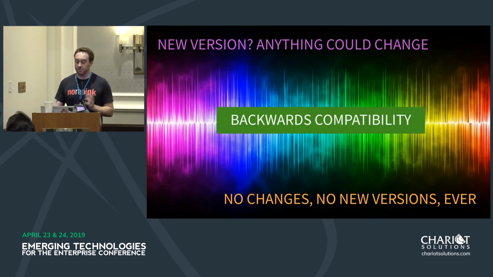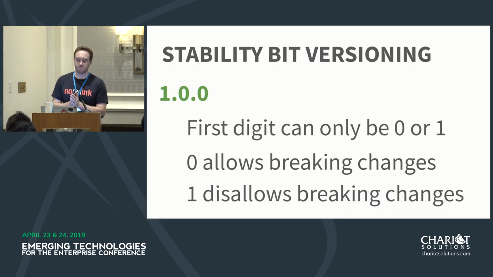versions ever. But in between, we have this idea of backwards compatibility: okay, we made a new release, and we are intentionally making it backwards compatible. So this brings me to stability bit versioning, which is the term I've come up with for some projects that I've observed. It's like semantic versioning, but the first digit is a bit. It's a 0 or a 1, and they never go above 1. Once they release 1.0, they say, you know what, that's it. No more breaking changes.